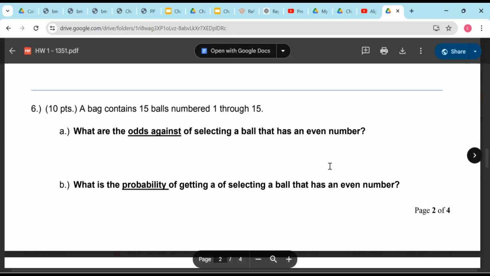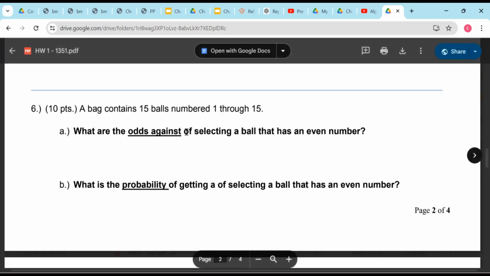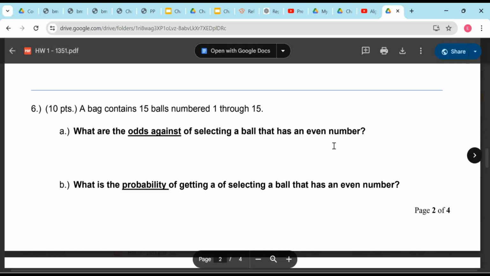Odds is not this, and this is one that the students always get wrong on the test. Odds are not probability. It's not out of the whole. So odds against means the probability that it does not happen over the probability that it happens. So again, if they're talking about even numbers and odd numbers, right? If it's not even, it's odd. You're going to find how many even numbers you have in the bag, how many odd numbers you have in the bag. And then it says odds against, that is an even number.